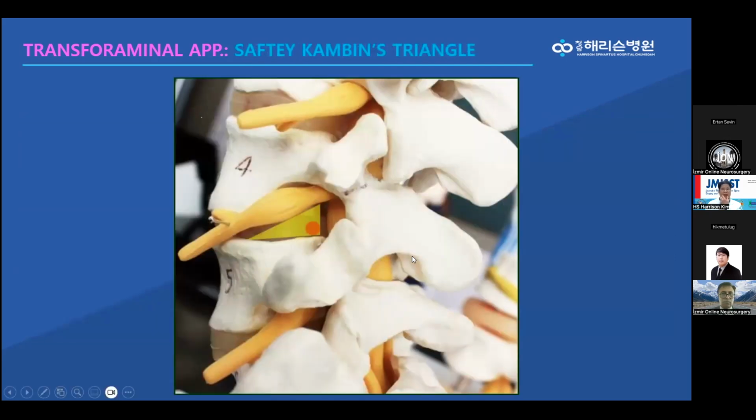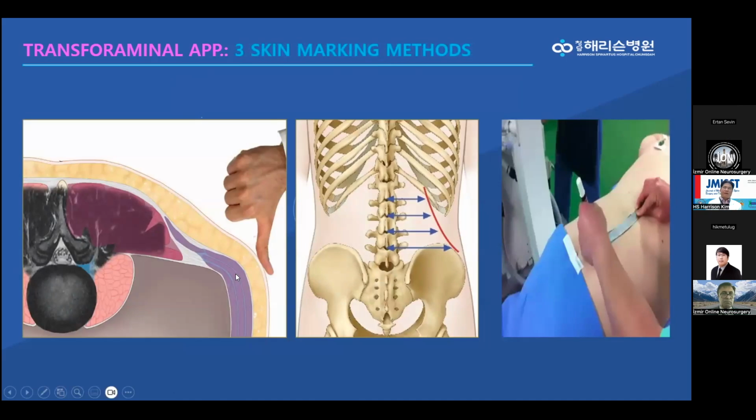And we also know that using this method, it always inserts at about 25 or 30 degrees from posterior to Kambin's triangle. Because of that, sometimes it is not easy to reach the target point. Because of that, I use the mobile outside-in technique.